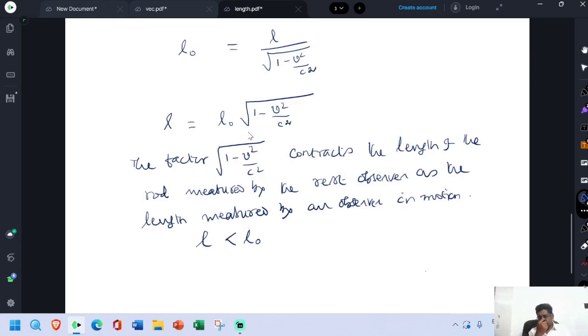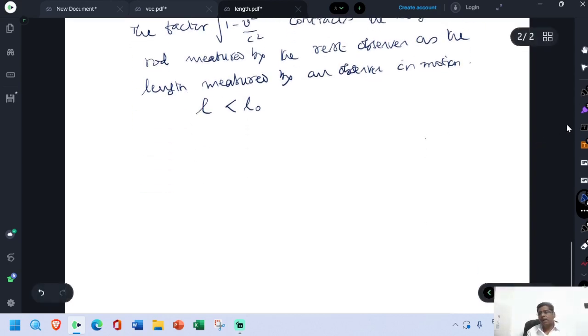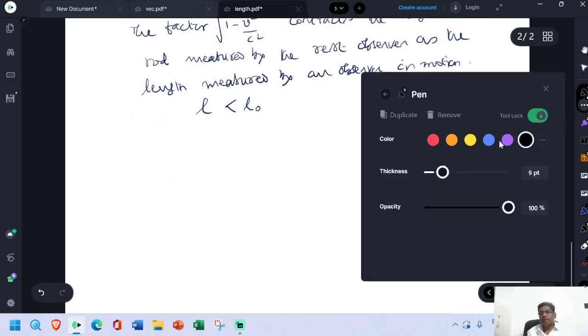So for the rest observer, the length of the rod is contracted by the factor root of 1 minus V square by C square as the length measured by the observer in motion. So moving observer measures longer length, whereas the observer at rest measures shorter length. Therefore this is called as length contraction. Now we may coin a new term, proper length.